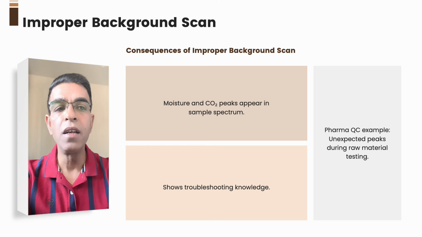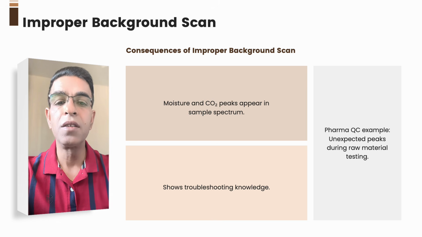Sir, if the background scan is not taken properly, then peaks due to moisture and carbon dioxide will start appearing in the sample spectrum. Because of that, the spectrum may look distorted and it can lead to wrong interpretation or even false identification of the material. Then add the real QC impact. In pharmaceutical QC labs, this creates a lot of confusion, especially during raw material identification, because extra unwanted peaks may be mistaken as impurities or mismatch. So, the conclusion is that's why the background scan should always be taken under stable and controlled conditions.